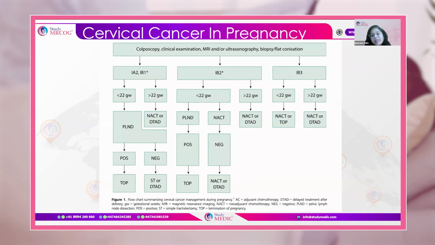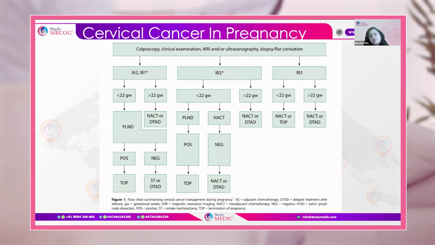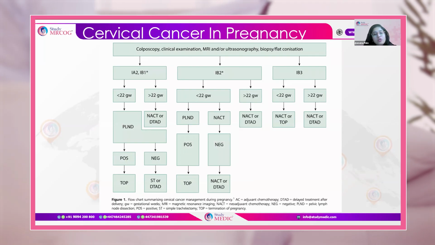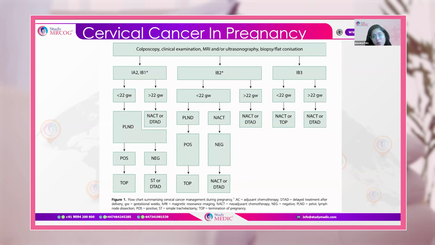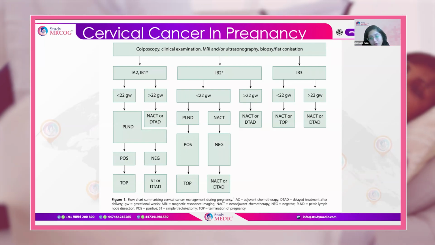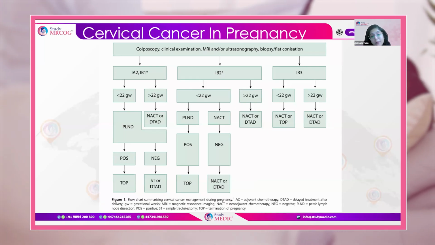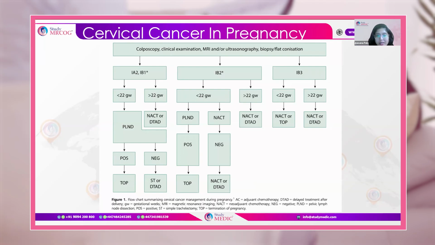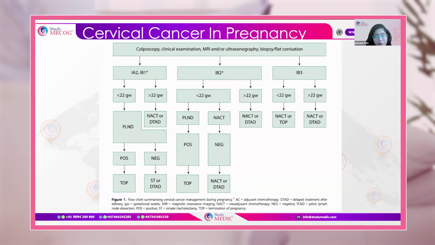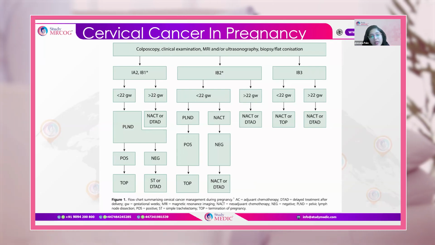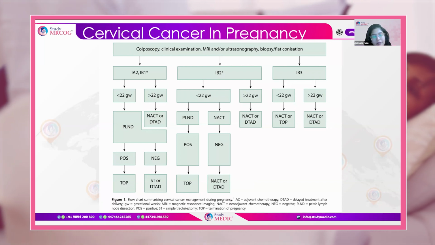So depending on the period of gestation and the stage, you need to manage a patient with cervical cancer in pregnancy. So in case she is 1A2 or 1B1, and she is less than 22 weeks of gestation, you can go for a pelvic lymphadenectomy. In case it is positive, that means she is already stage 3, then you should go for a termination of pregnancy. However, in case it is negative, then you can go for a simple trachelectomy, or you can delay the treatment after delivery.